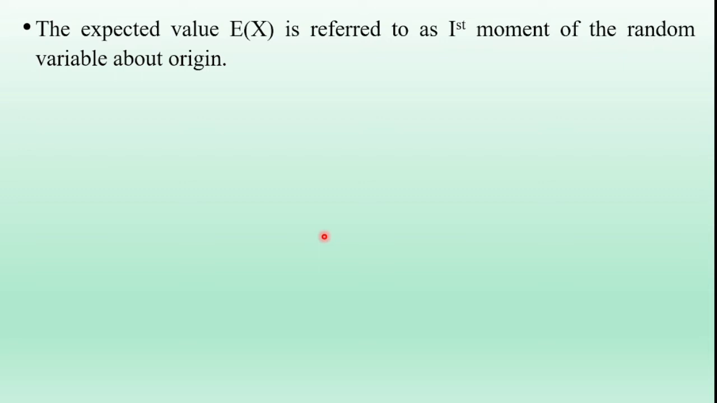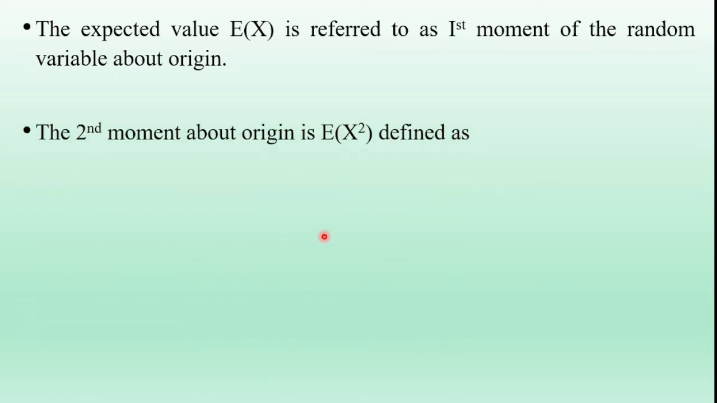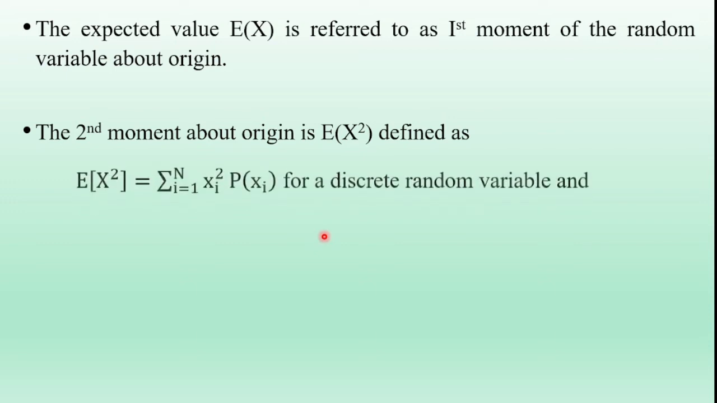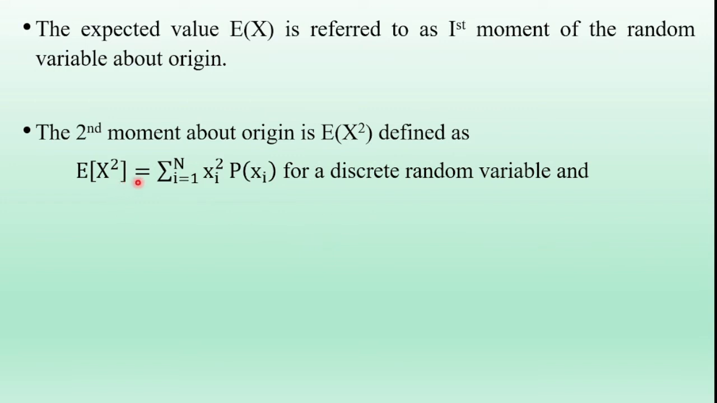And substitute n equal to 2 in the general representation of the nth moment about the origin. Substitute small n equal to 2, we get expectation of X square. So expectation of X square is called the second moment about the origin, and the second moment about the origin is also called the mean square value of the random variable. It is defined for the discrete case and the continuous case. For the discrete case, expectation of X square is equal to sigma i equals 1 to n of x_i square into P of x_i.